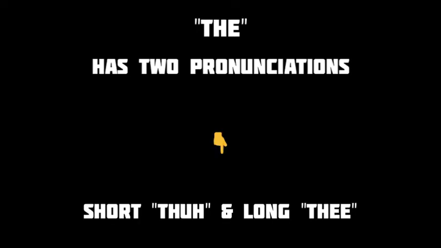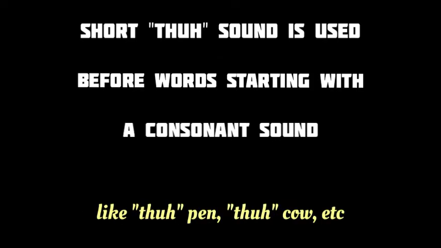The definite article "the" has two pronunciations, short "the" and long "the". The short "the" sound is used before words starting with a consonant sound. For example, "the pen". Here pen is a word that starts with a consonant sound P. And also "the cow". Here cow also starts with a consonant sound K. So clearly the short "the" sound is used before words starting with a consonant sound.